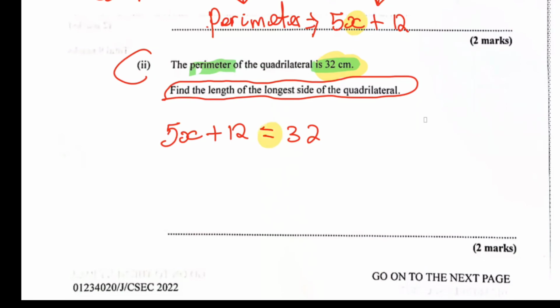5x plus 12 is 32. Is that a truthful statement? Now, from here, I'll simply say solve for x. Now, when you solve for x, that's not the answer, but at least it's going to be the tool that will drive your answer. So in solving for x, we do the regular thing.